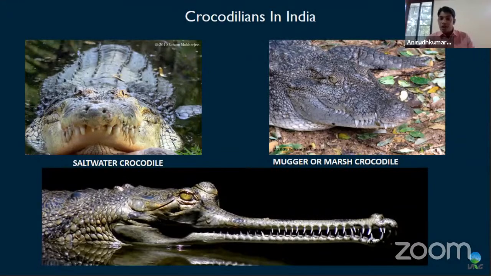Whereas for the mugger or marsh crocodile, there is a place in Gujarat, Vadodara, with a river, the Vishwamitri. It's like a gutter, a polluted river. The marsh crocodile is surviving like anything, thriving actually. So this is the difference between all these species in India.